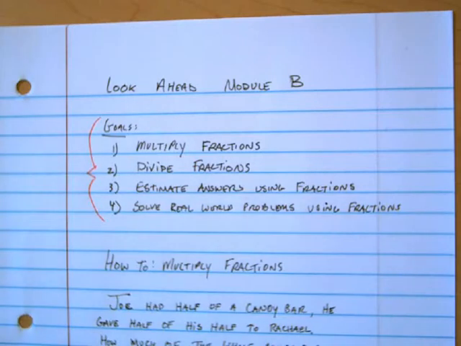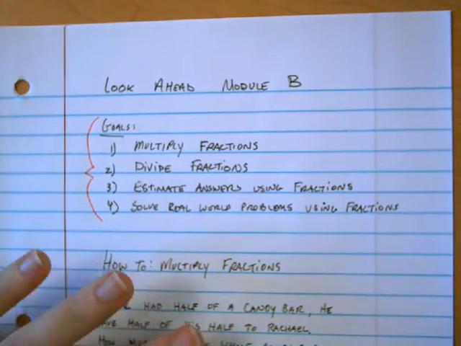Here's the first look ahead. What we're going to do is look ahead at Module B a little bit here. Now, what I want you to do is write everything that I'm going to write in red. The stuff in black you don't have to write down. Of course you can, and I would be so impressed if you did so, but you don't have to write that stuff down. First thing I want to do, though, is take a look at the goals, what we're going to be looking at in Module B.